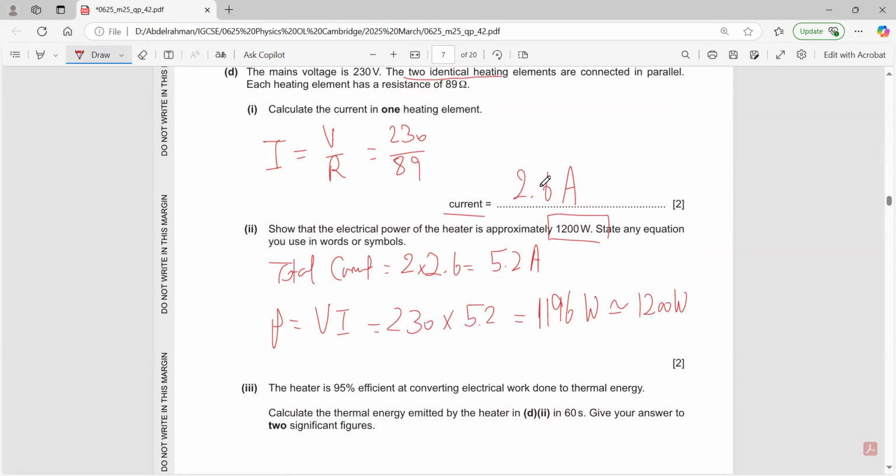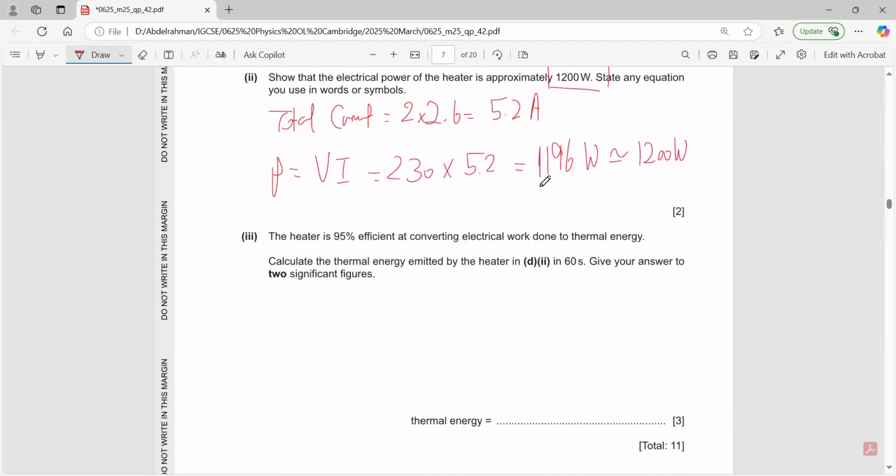The heater is 95% efficient at converting electrical work done to thermal energy. Calculate the thermal energy emitted by the heater in 60 seconds. Give your answer to two significant figures. Okay, that's easy. Can I find the energy emitted first? Yes, the energy would be equal to the power times the time.